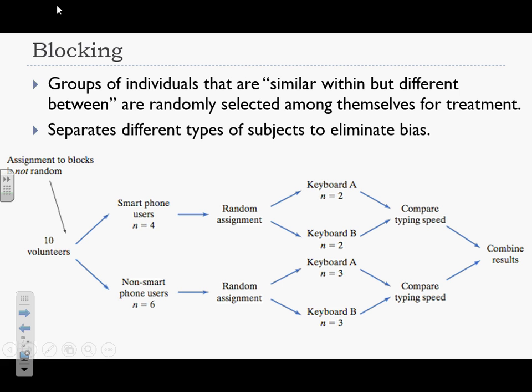So now what we're going to do then is bring all the smartphone users back together. So at the end, we're going to compare, for smartphone users, which keyboard worked best. For non-smartphone users, which keyboard worked best, so which one had the highest typing speeds. And then once we've analyzed separately, we can bring it all together and see if it matched up. So maybe keyboard A was better for both groups, which means they want to use keyboard A.